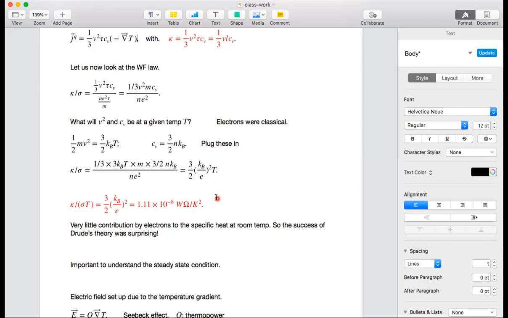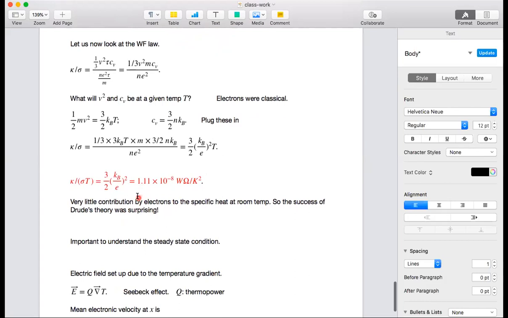Then, of course, you can also figure out what kappa over sigma T is, and you get this number when you put the values of the constants in. You get 1.11 times 10 to the minus 8 watt ohm per Kelvin squared, which is about half of what was seen in the experiments. The experiments found 2 point something.